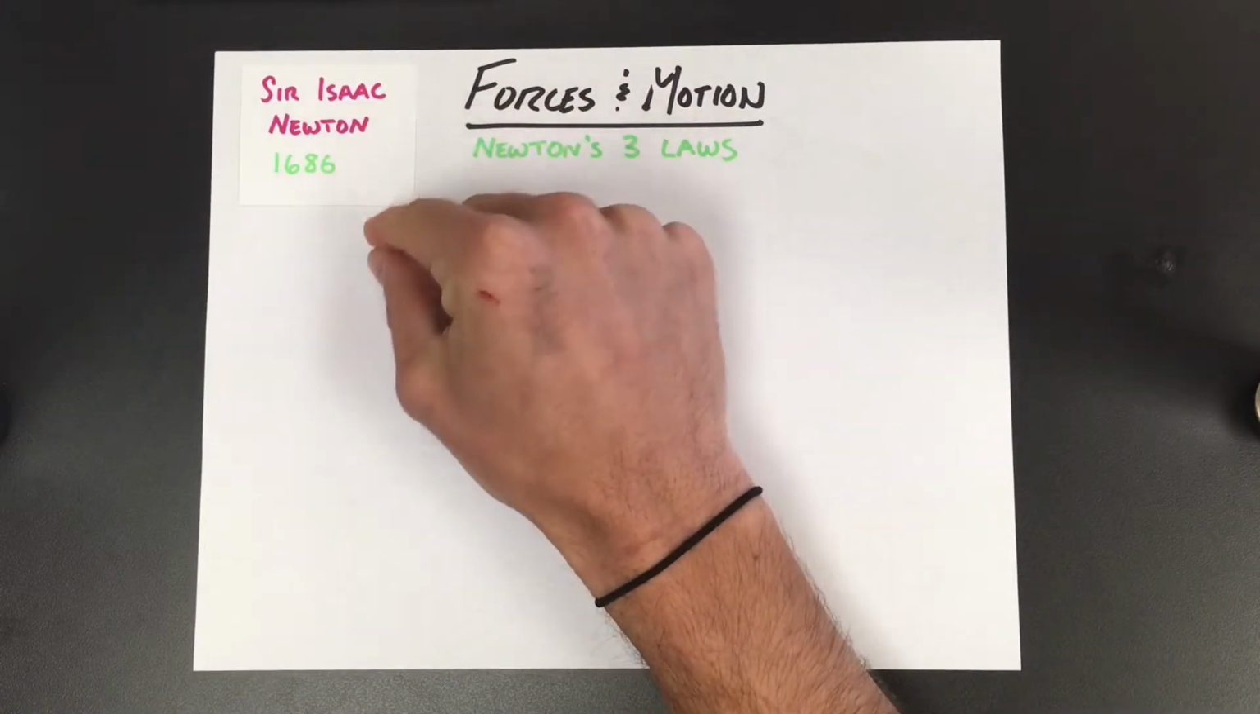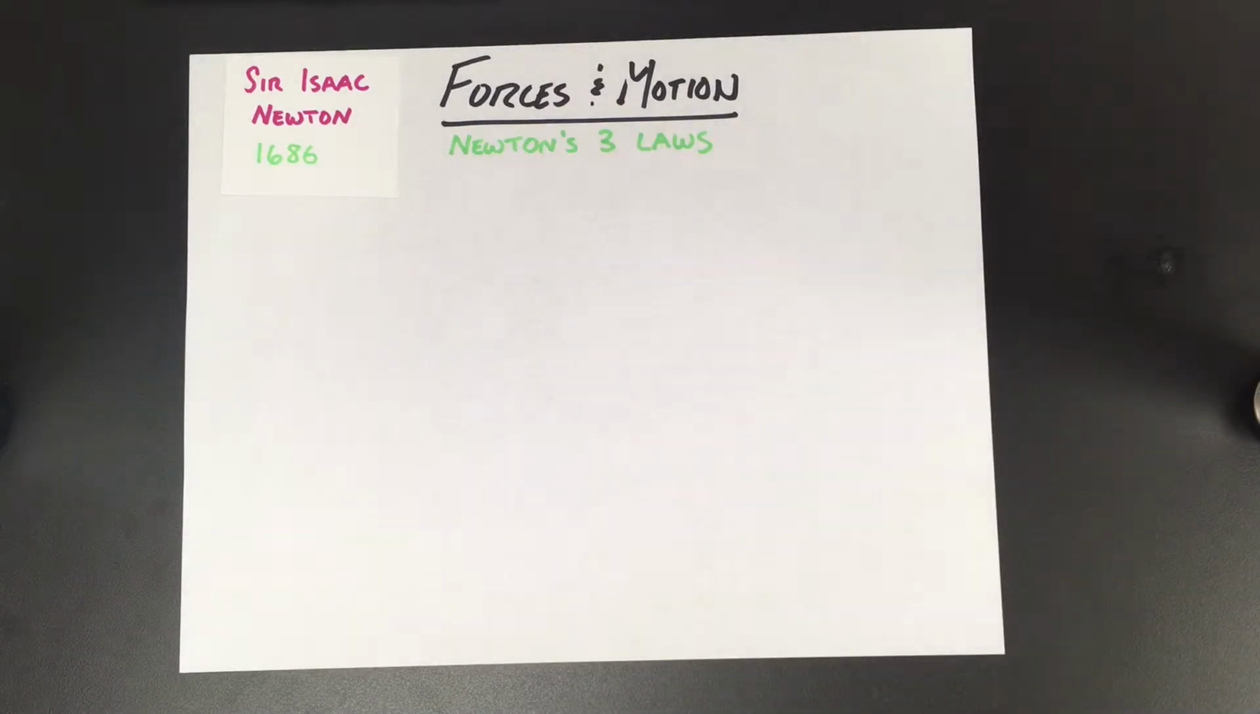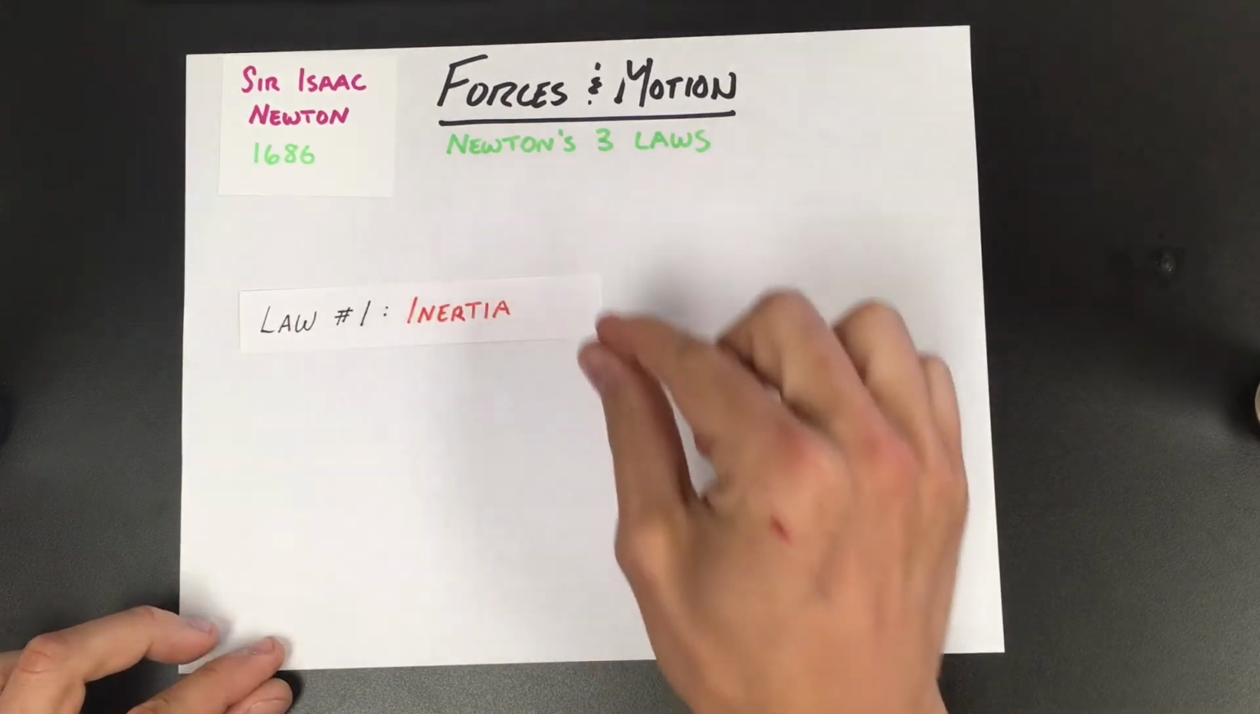He wrote about them in 1686. And even though he explained these laws hundreds of years ago, they have held true all this time. And the beauty of them is in their simplicity. That's not to say that they are all simple to understand, but we'll get into their complexity in class with some more challenging examples. The first law of motion is called the law of inertia.